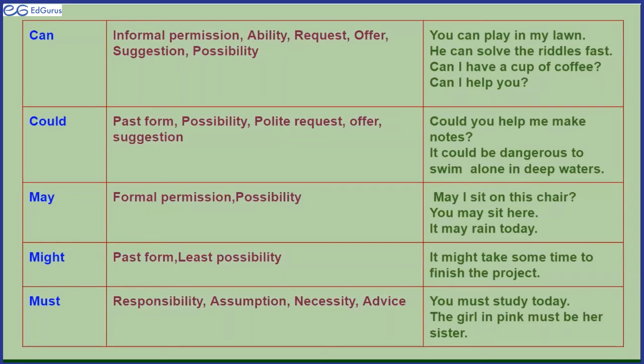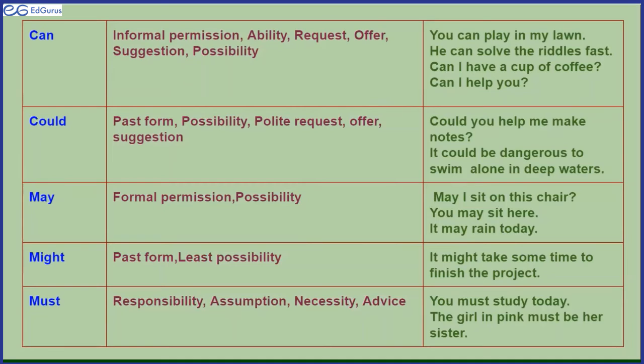Okay. Now see these sentences. May I sit on this chair? Formal permission. You may sit here. Again, formal permission. It may rain today. Possibility. We just discussed. Okay. Yes.